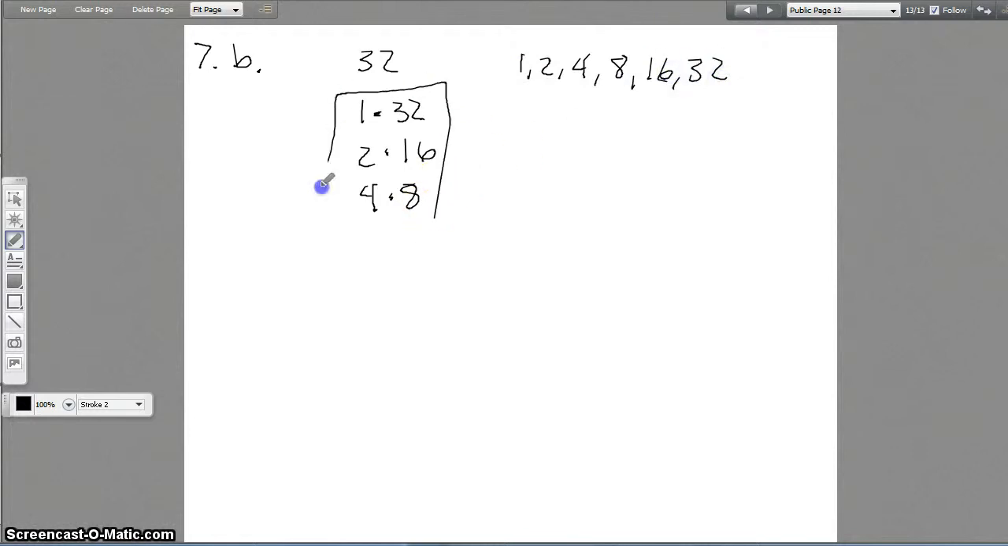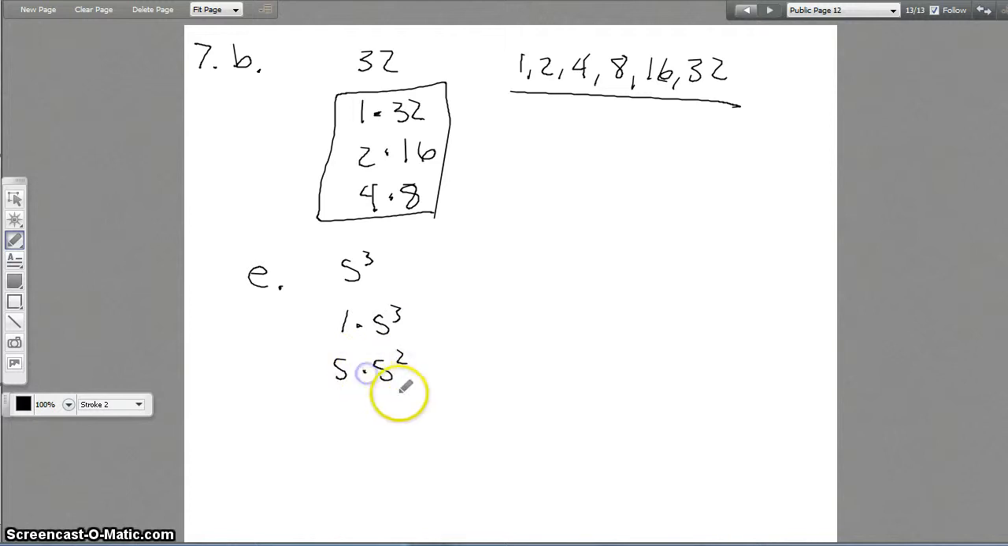Don't just make your list of factor pairs. That's what you need to start with. And then you need to end up with a list of factors in order from smallest to largest. We're going to do just one more part here, 7e, and that number is 5 cubed. Well, we can make 5 cubed with 1 times 5 cubed, or with 5 times 5 squared, or we can make it with 5 squared times 5, or 5 cubed times 1.